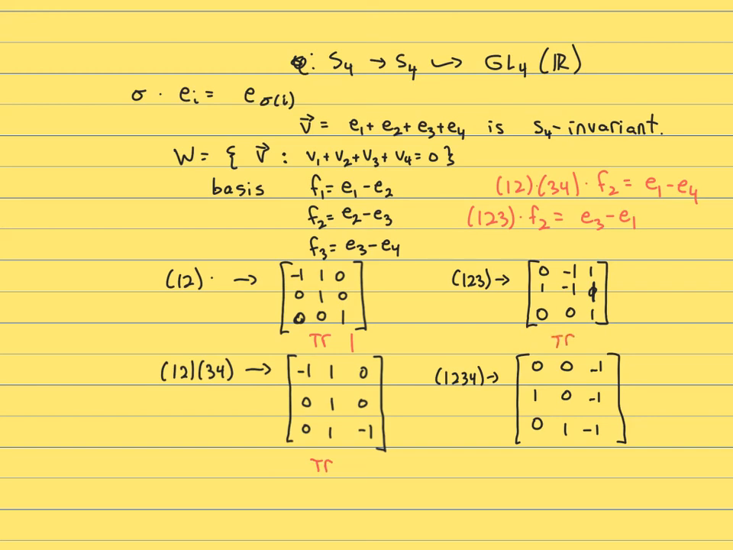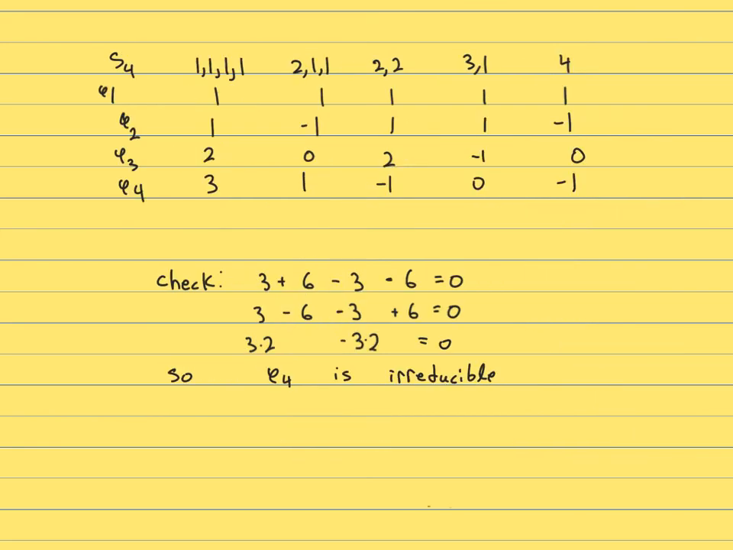I calculated the actual matrix for the sake of being able to write down the traces. Because remember, the trace is constant on conjugacy classes. So now I know the character value. The character value is 1 on this conjugacy class, 0 on this one, -1 on this one, and -1 on this one. So the character for this three-dimensional representation is this.